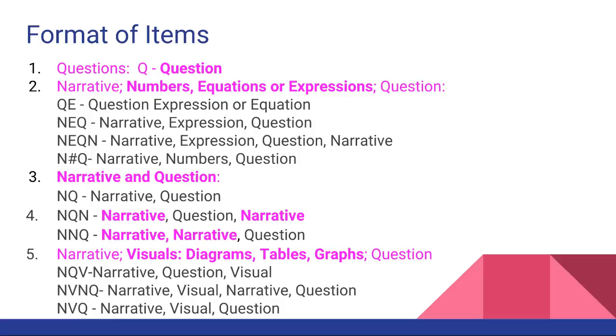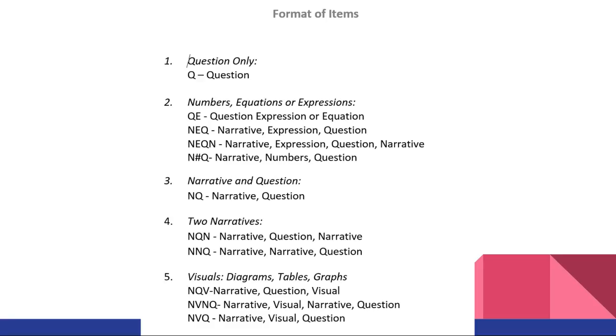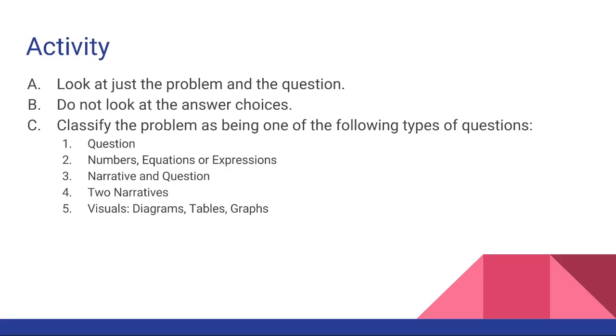So this is the breakdown, and I've just abbreviated some of these for you, and you can see that you have an attachment as well that covers these items that you might want to refer to as we go through them. Now, as we go through these items, we're going to be doing this activity. We're going to just look at the problem in the question. We're not looking at the answer choices right now, and you're going to classify the problem as being one of these 5 types. Is it just a question? Does it have numbers, equations, and expressions? Is it narrative and question? Are there 2 narratives, and are there visuals?